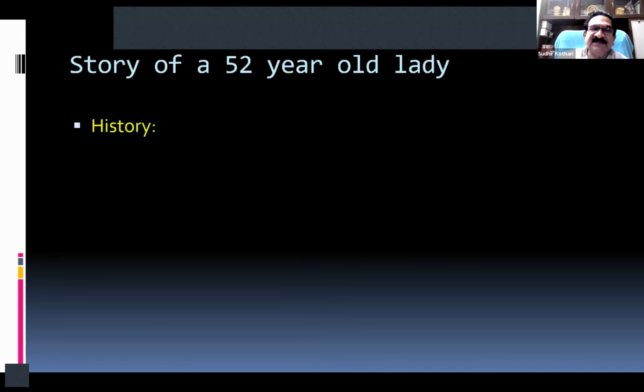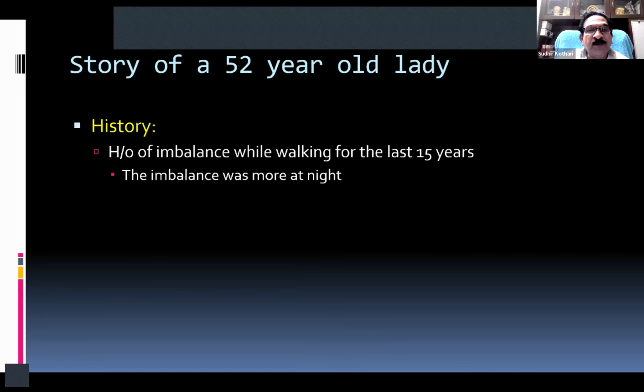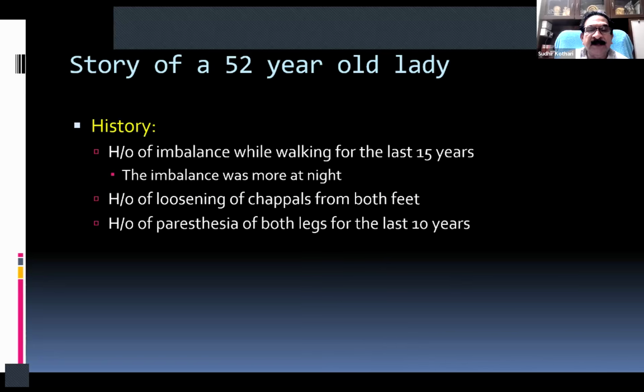I'll show 2-3 other cases, short cases. A 52-year-old lady has been imbalanced while walking for the last 15 years. The imbalance is more at night. History of loosening of the chappals from both feet. History of paresthesia in both legs for the last 10 years.